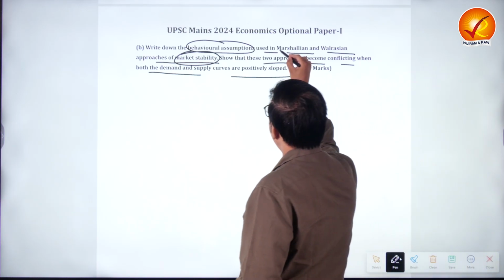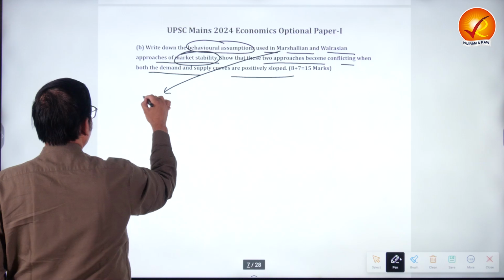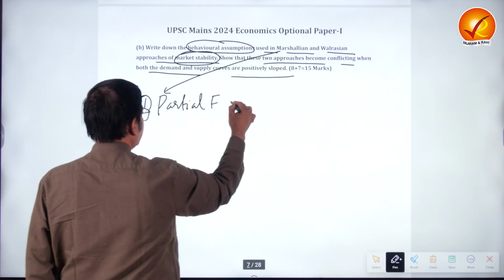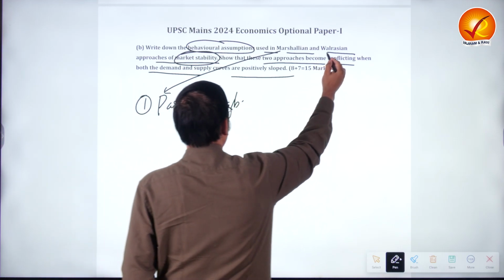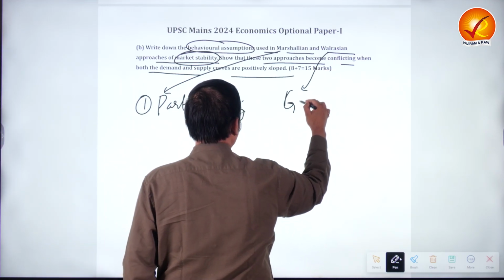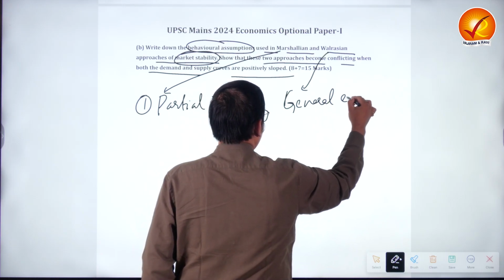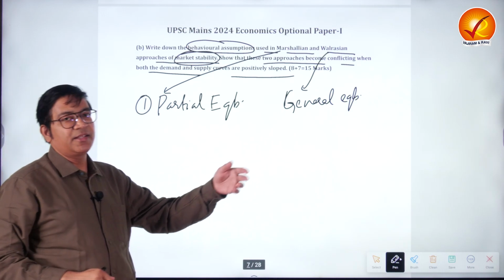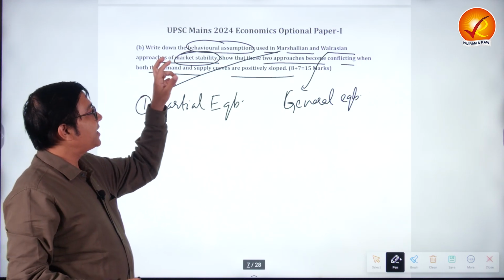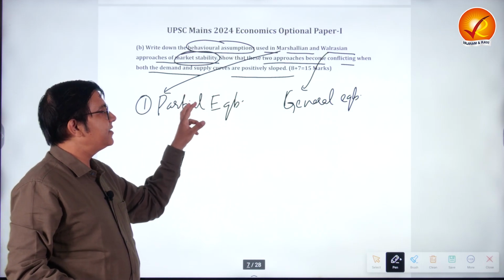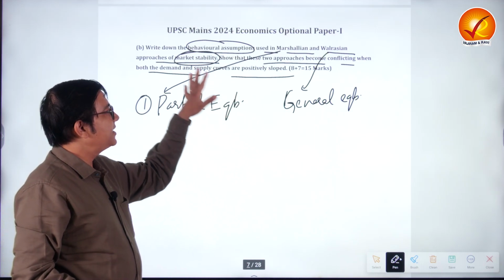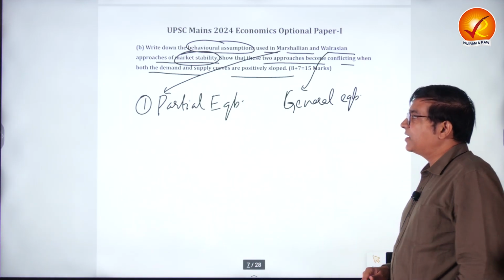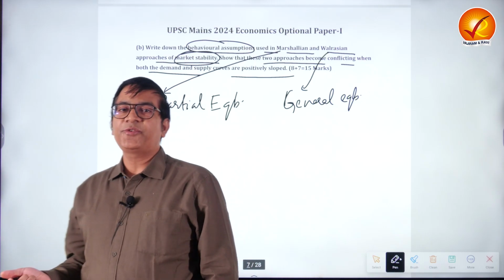Basically, in case of Marshallian analysis, it is always a partial equilibrium analysis, while Walrasian analysis can be general equilibrium. Actually, had it not been a separate question, then we could have avoided this also. Why am I telling? Because in market stability only this argument is not needed. It is correct that Marshall is more in the context of partial and Walras general equilibrium, but that is not needed in showing stability.